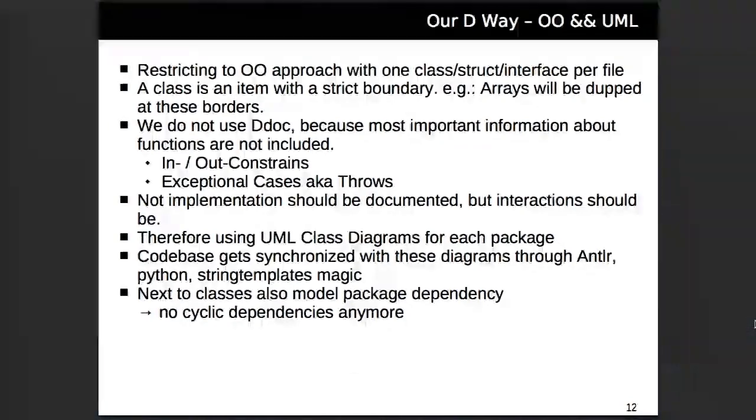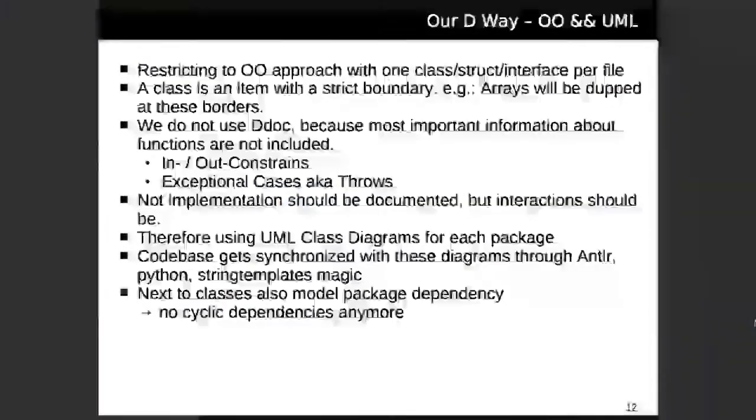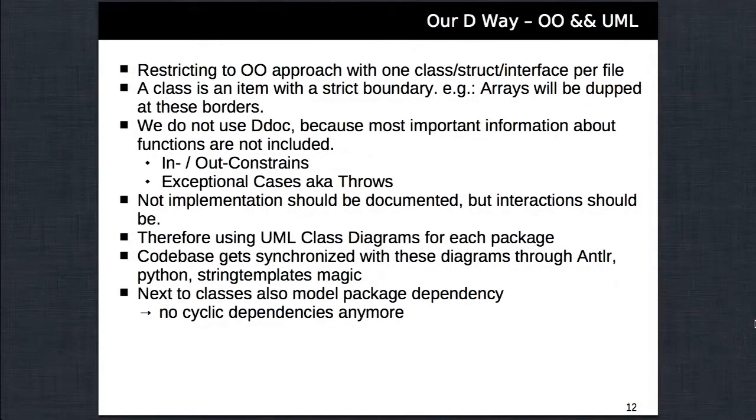So how are we using D? We restricted ourselves. D was too mighty for us, so we restricted it to the OO approach. And we just have one class, struct, or interface per file. And we also said that a class is an item with a strict boundary. That means everything you put inside the class, you need to copy. When you have an array, you need to dump it, so that you can't make the array dirty.